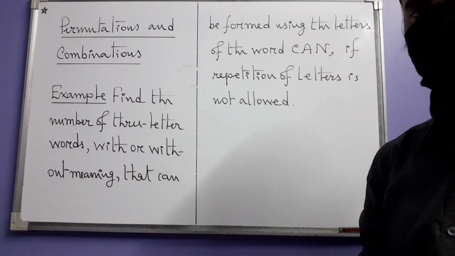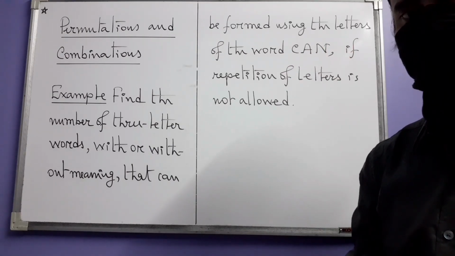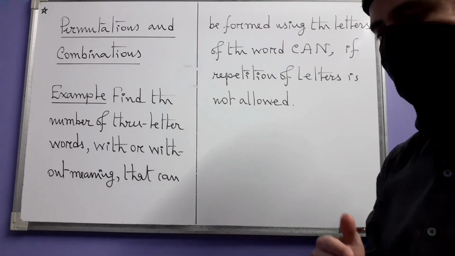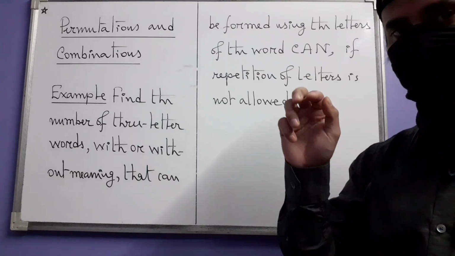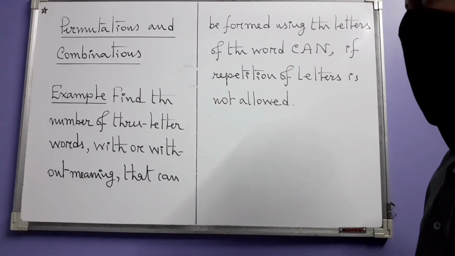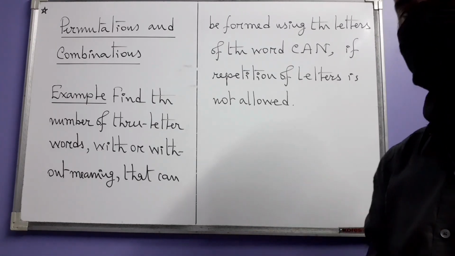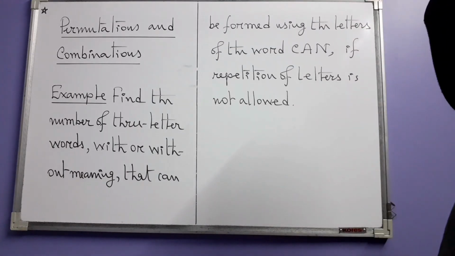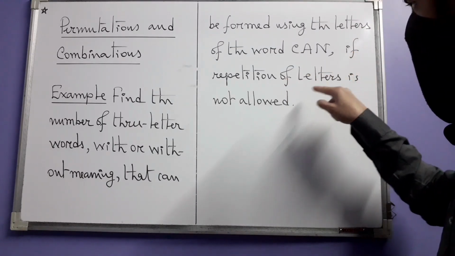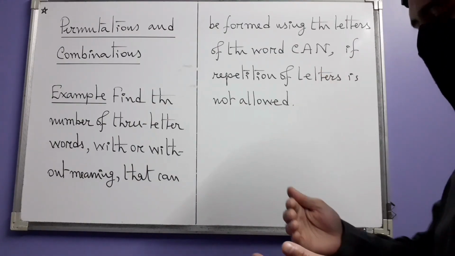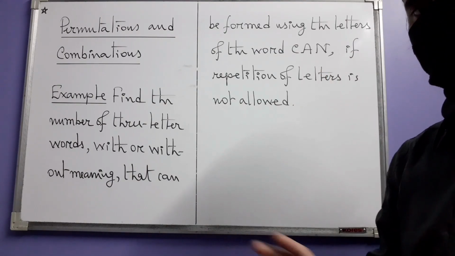can. That means C, A and N are the letters that we can use, and we have to form all possible words. Most of these words won't really have any meaning, but still we have to say how many of them can be formed. And additionally, there is one more restriction. If repetition of letters is not allowed, so you cannot do things like C, C, C, such things are not allowed.